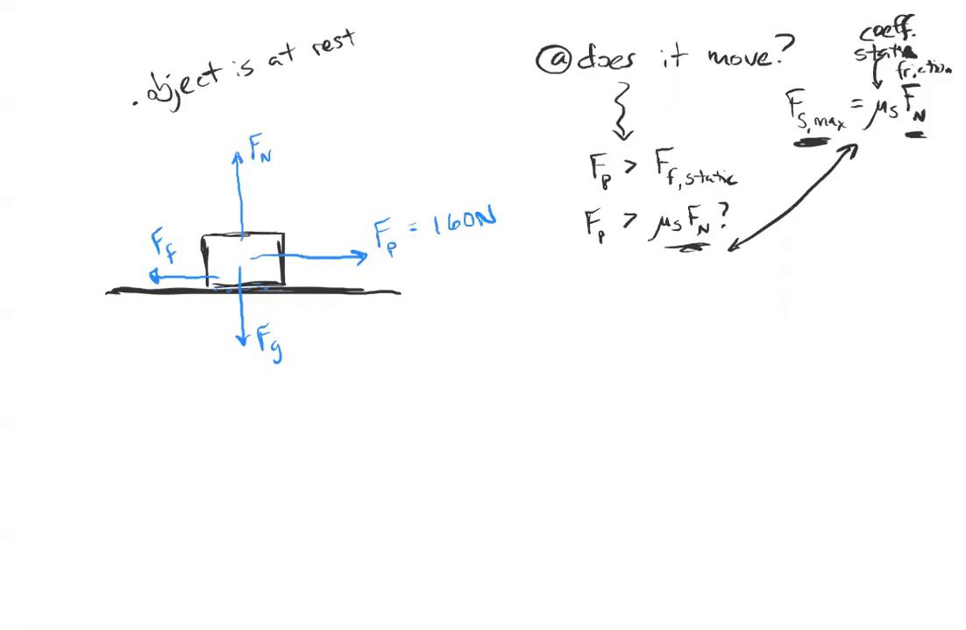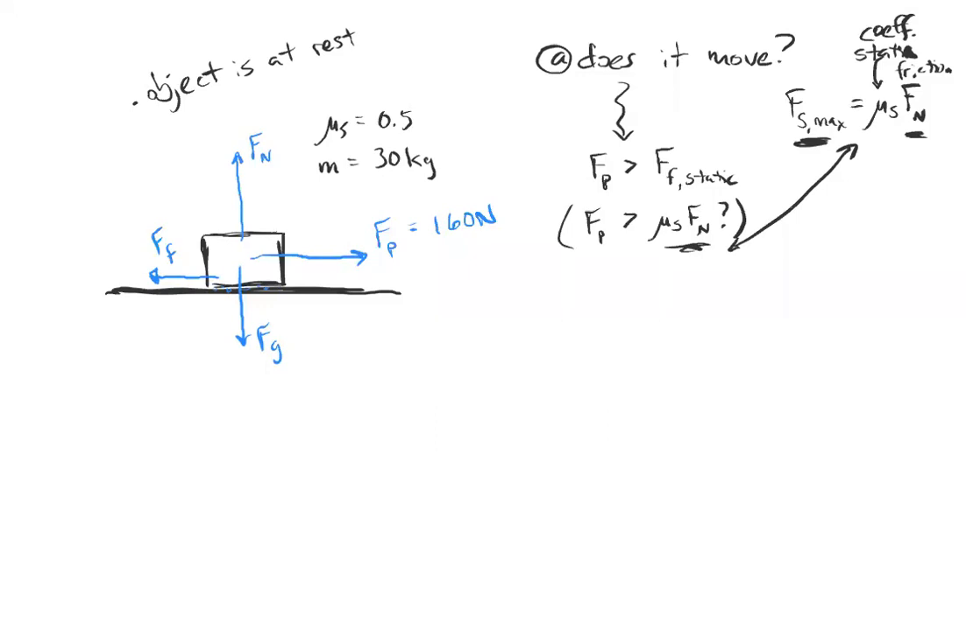Okay, so this is the question that we're trying to answer, and we can answer that because we know some things. Now we would have to look up whatever mu s is. So let's say mu s is 0.5 for, say, a cardboard box, so cardboard on a wooden floor. Seems reasonable. And let's say that the mass of this box is 30 kilograms. Okay, we would need to know that at least. Okay, let's figure this out.